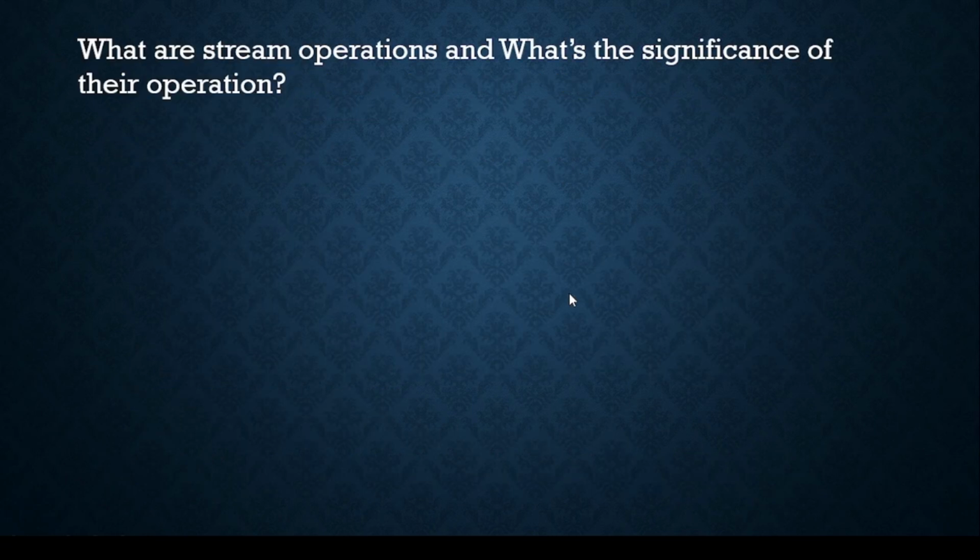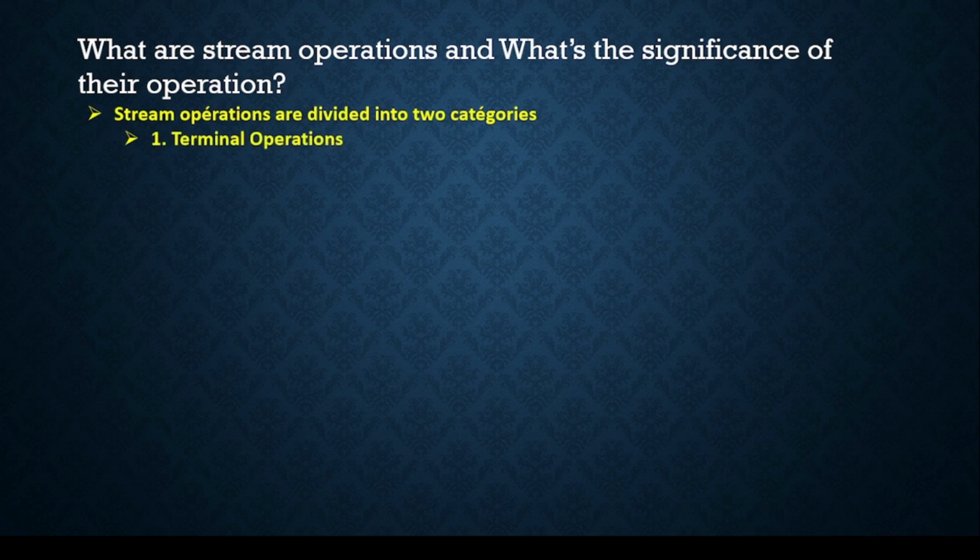Now we will see what stream operations are and what the significance of these operations is. As I have mentioned, there are two kinds of operations: one is terminal operation, another is intermediate operation. These are the two basic, fundamental and very important operations, so we have to give more focus while learning them. Now I am going to explain what we mean by terminal operation and intermediate operation.